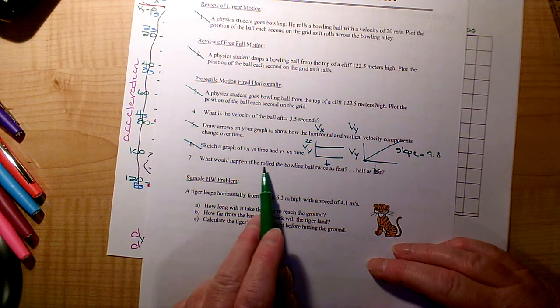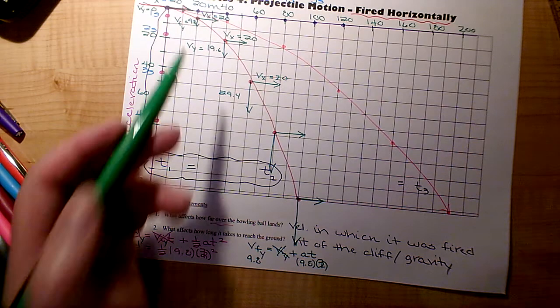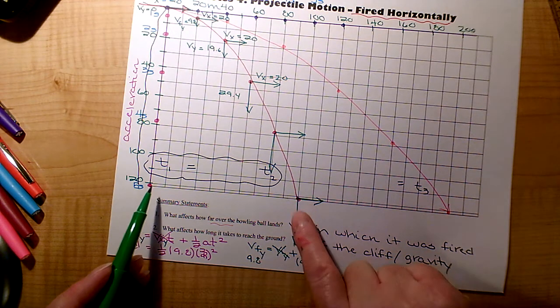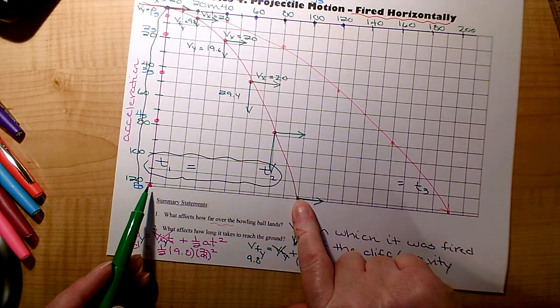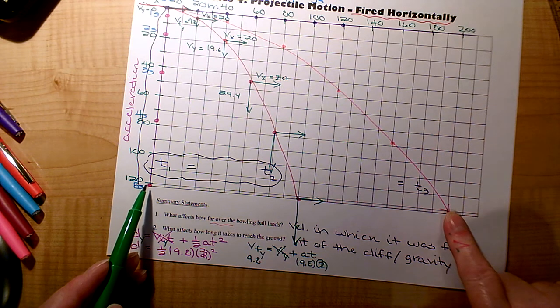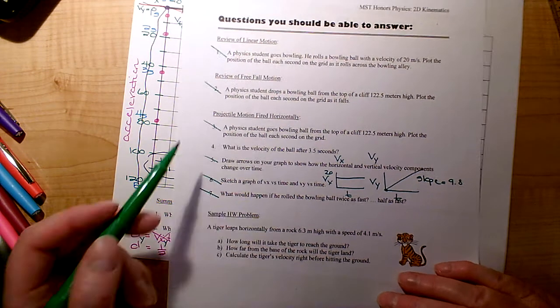Number 7, what would happen if you rolled the bowling ball twice as fast? It landed twice as far. It landed 100 when I rolled it at 20. It landed at 200 when I rolled it at 40. So we had already done that one on the other picture. All right, we have one other one to do then.